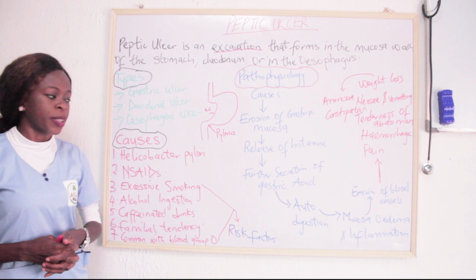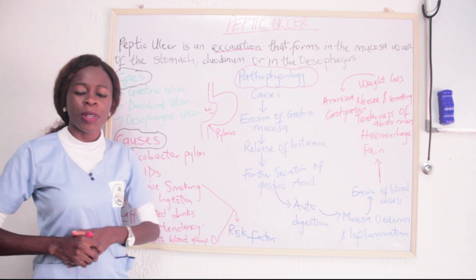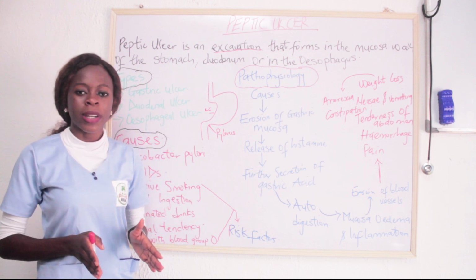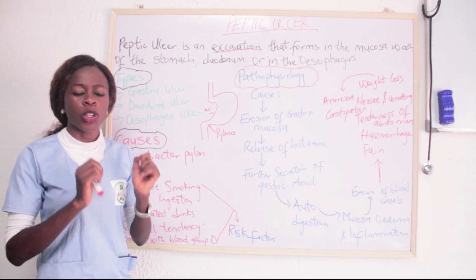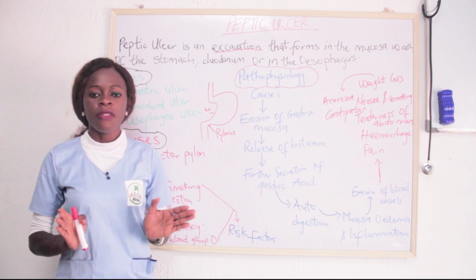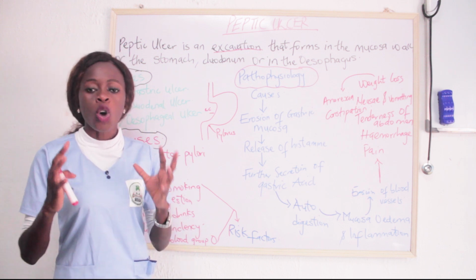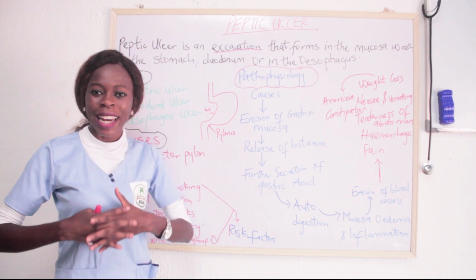So the first major cause of peptic ulcer, like I earlier said, is what? Helicobacter pylori. Then the second is NSAID. NSAID simply means non-steroidal anti-inflammatory drugs. How do they cause ulcer? In the stomach, there's what we call prostaglandins.